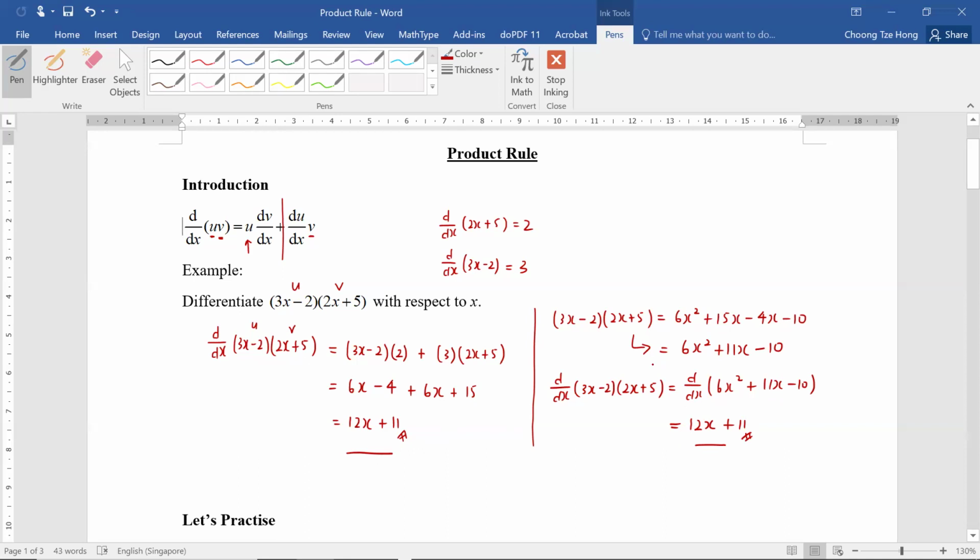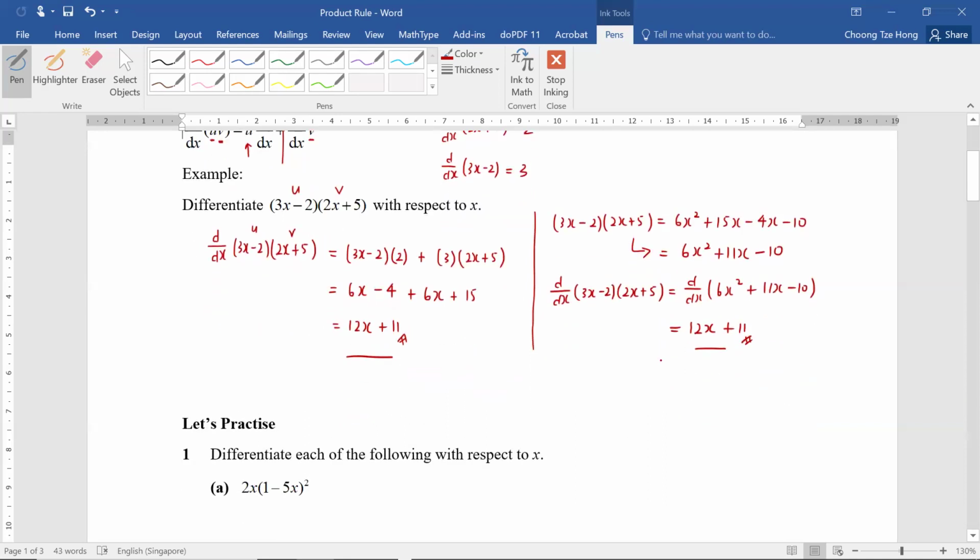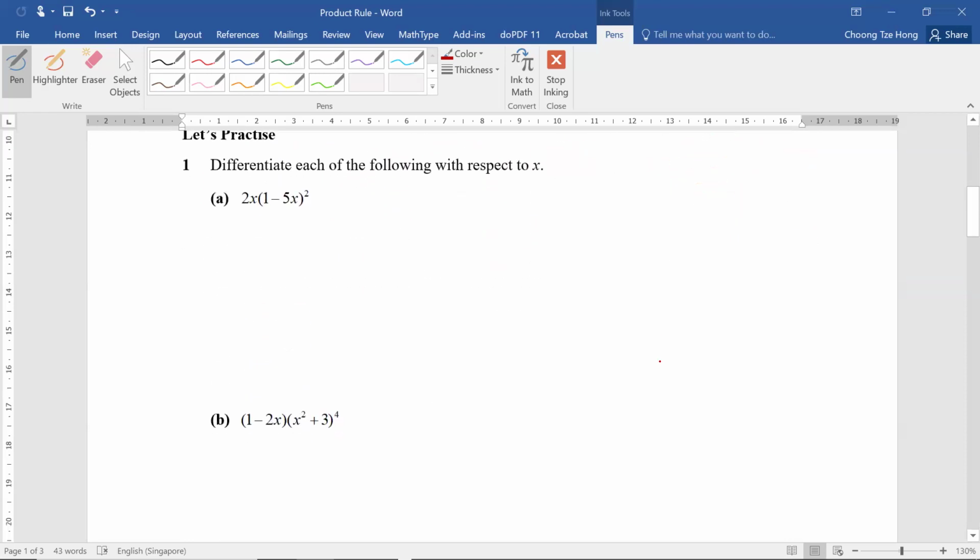Let's now proceed to do some practice questions with regards to the product rule. Just like any other mathematical skill, the more you practice, the better and more confident you'll get. For each question, you may wish to pause the video and try the question on your own first before proceeding. Let's practice.